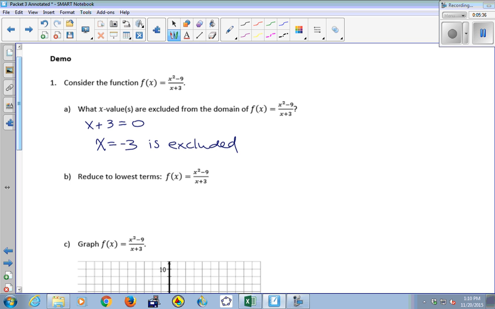All right, so part B here, I want to reduce this to lowest terms. So x squared minus 9, does that factor? Yeah. X plus 3, x minus 3 over x plus 3. And then what do you notice about this fraction now? You can cancel the x plus 3's. So this is just x minus 3. What does the graph of x minus 3 look like?